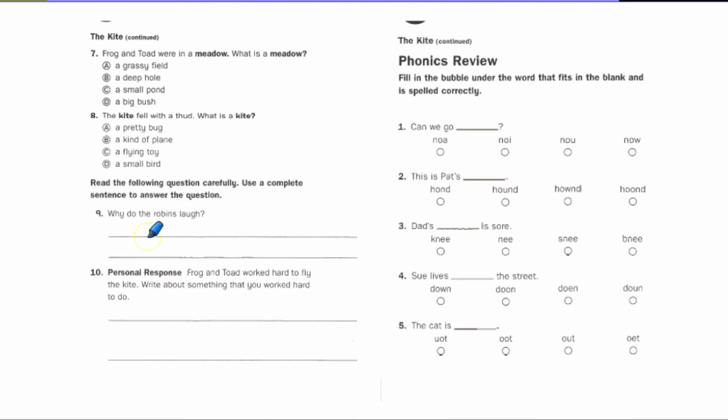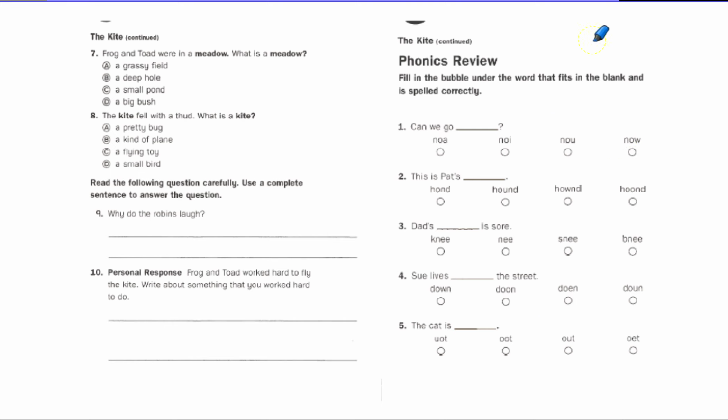So the question has, why do the robins laugh? The answer has to have a little bit of the question in the answer. The robins laugh, or they laugh because, and then we have the answer. Same thing with the personal response. Frog and Toad worked hard to fly a kite. Write about something you worked hard to do. You can't just say, ride a bike or tie my shoes. You have to put it in a sentence.